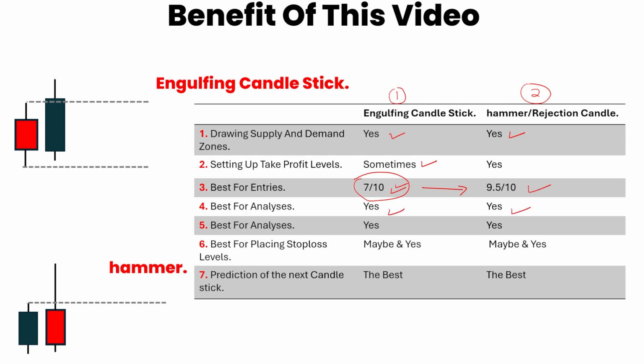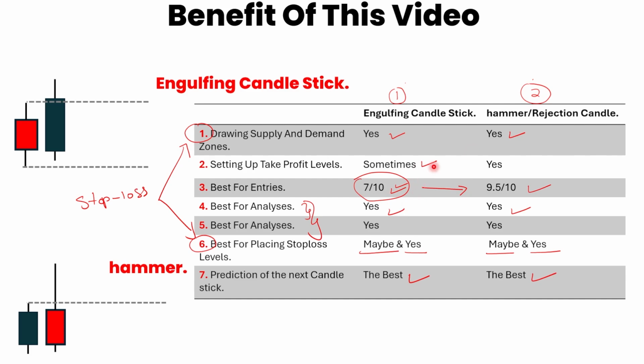I have to be honest here, they are awesome. If you want to make your analysis, use these two candlesticks only. Oh, I think I repeated this twice. Sorry about that. For placing stop loss, here is maybe on the engulfing candlestick. And yes, also here is maybe, because you have to use this one with the supply and demand zone so that they can work together to make a proper stop loss level. To predict the next candlesticks, this one is the best, and this one is the best too.